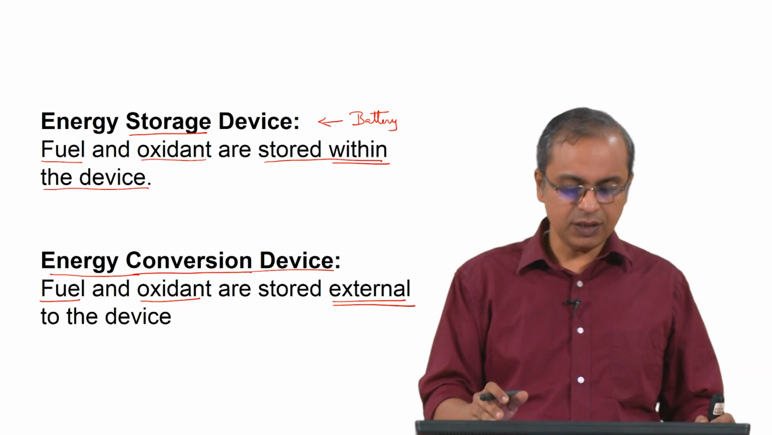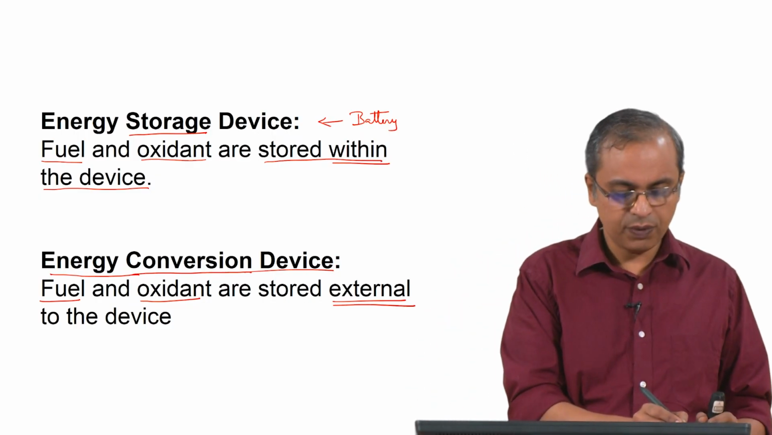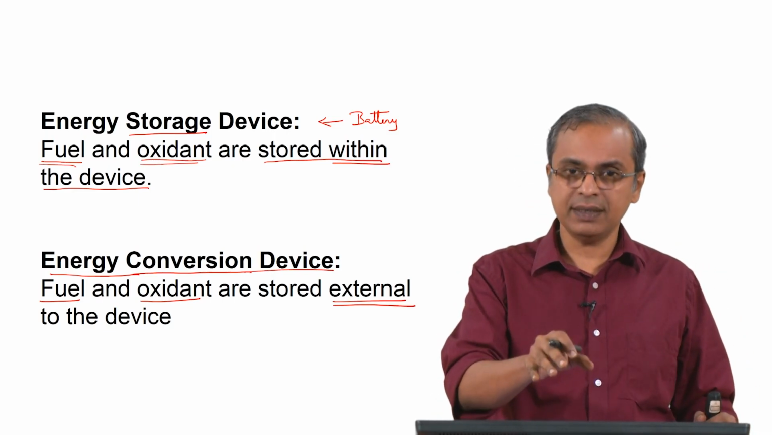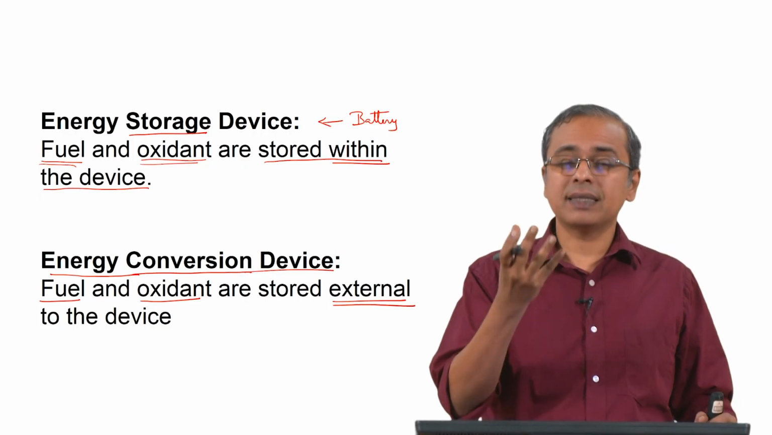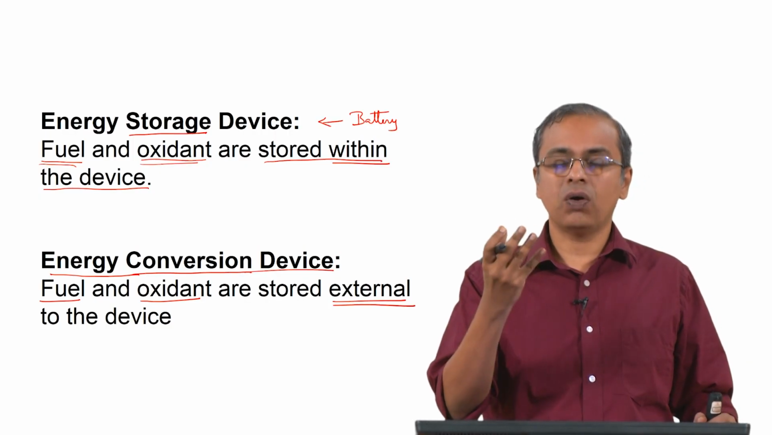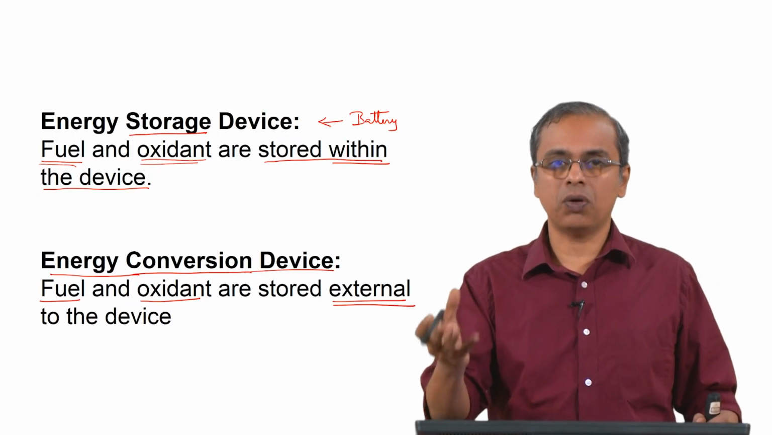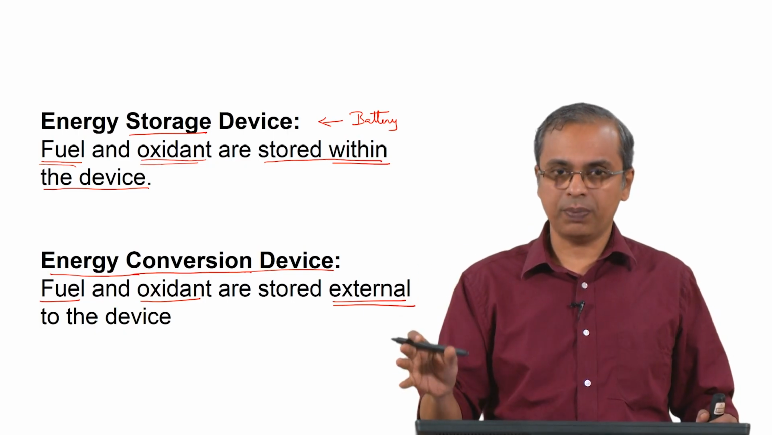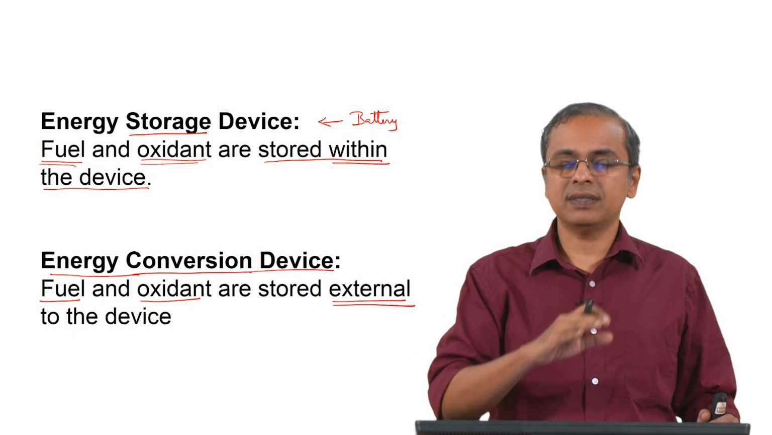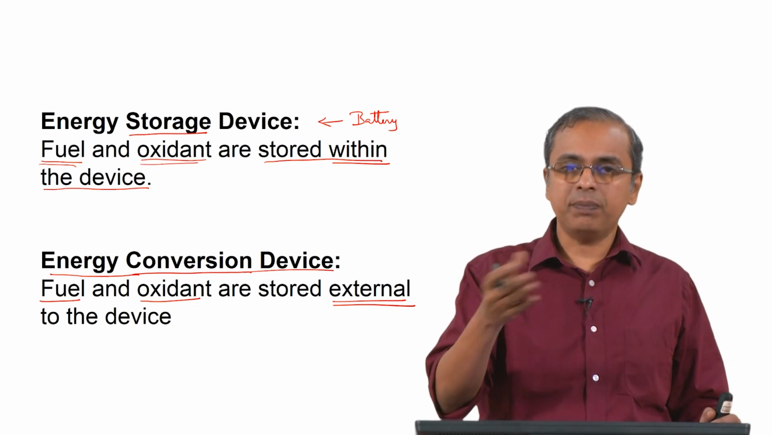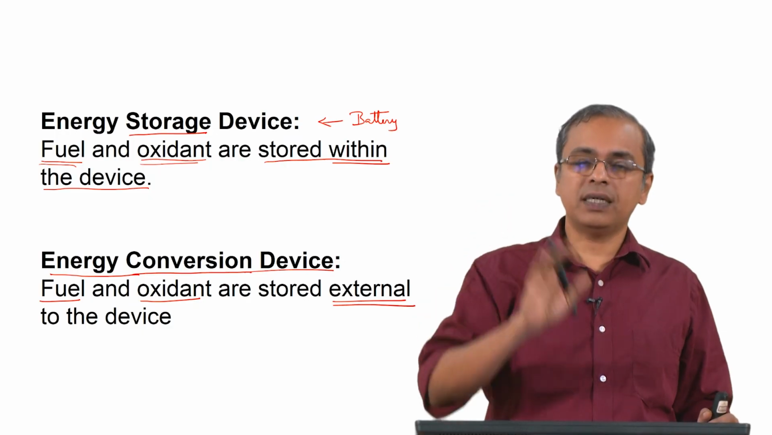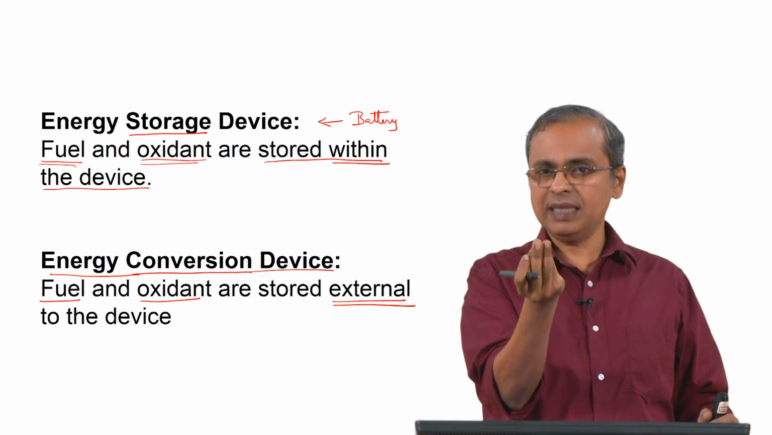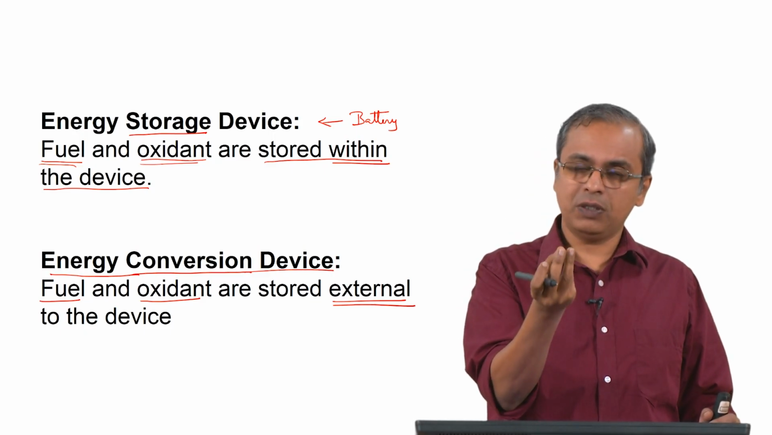In an energy storage device, fuel as well as oxidant are stored within the device, which basically means all the reactants are stored within the device, which again implies that the size of the device is a good indicator of how long that device can operate. If everything else is the same, the chemicals being used, the current being drawn, the end use, then a big battery will last much longer than a very thin battery.